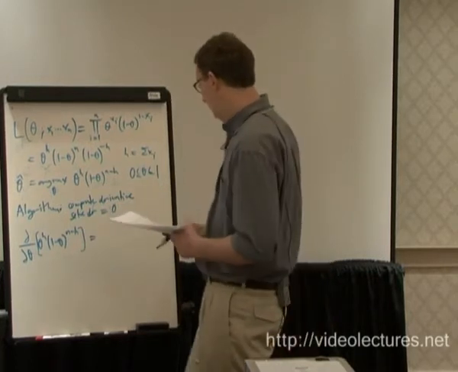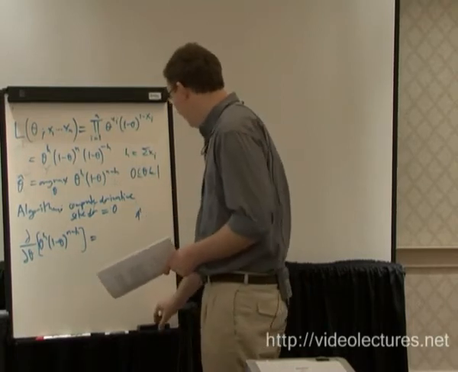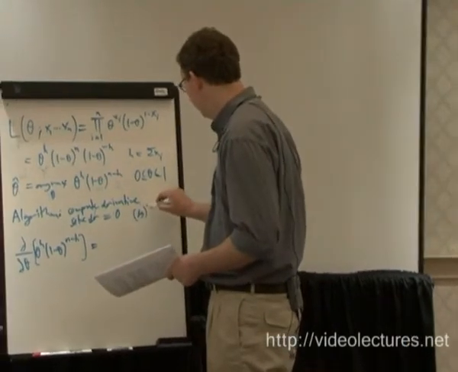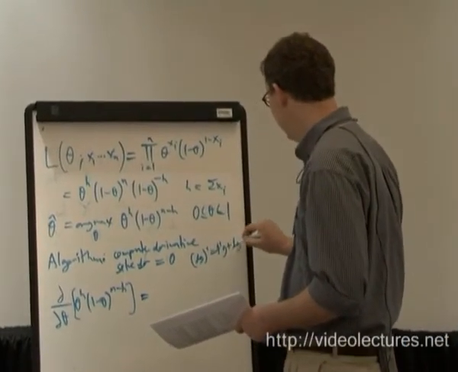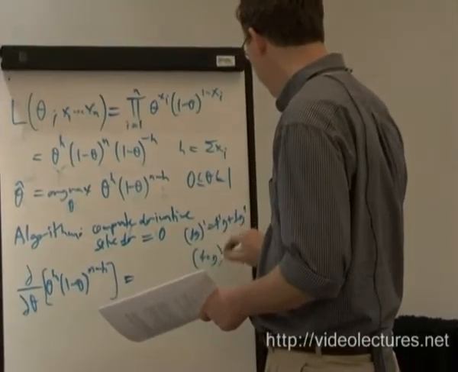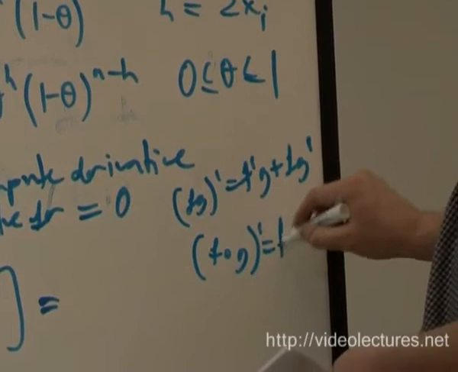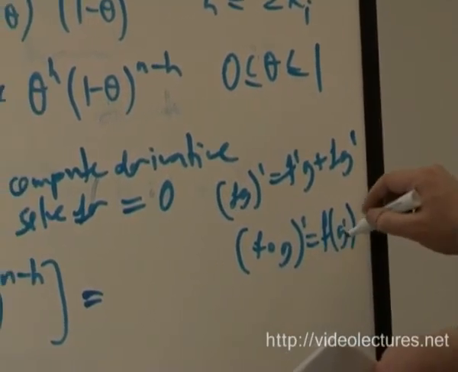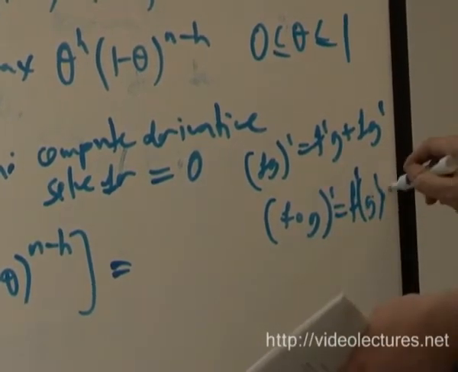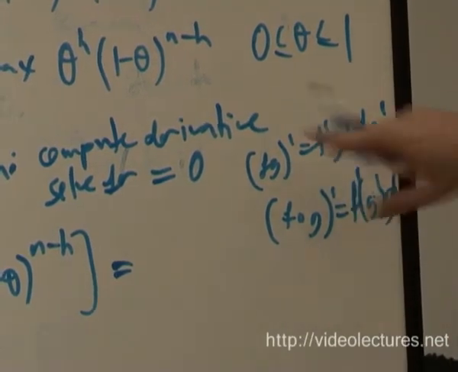Okay, so now I'm just going to work out this derivative. There's the derivative of a product. The mnemonic is (fg)' is f'g plus fg'. And then f composed with g, prime, is f prime of g times g prime. So this is the chain rule for derivatives, and this is the derivative of a product.